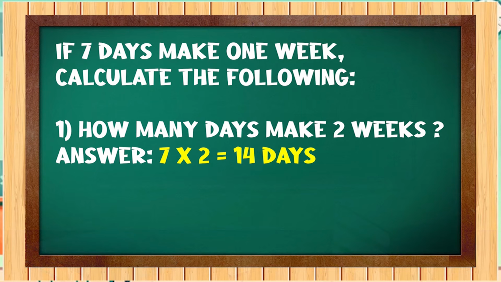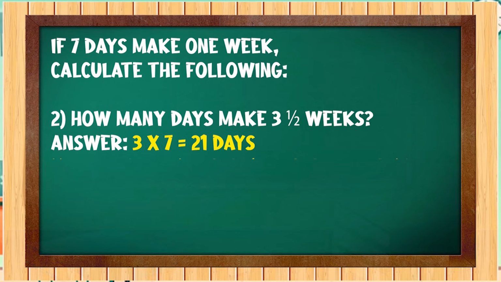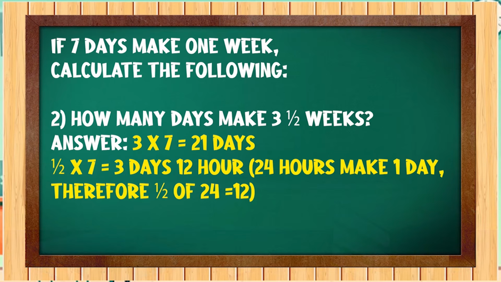Number 2, we were asked to identify how many days make 3.5 weeks. Now to do this, I divided the mixed number, and first we will calculate how many days are in 3 weeks by multiplying 3 by 7. That would be 21 days. Then we will identify how many days are in half of a week. Okay? How many days are in half of a week? So of course, a week has 7 days. Okay? Now half of 7 would be 3.5.